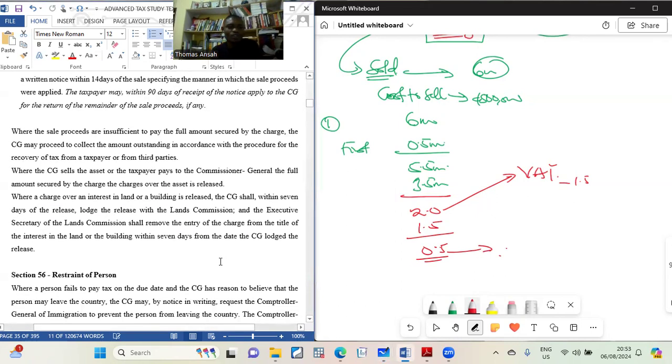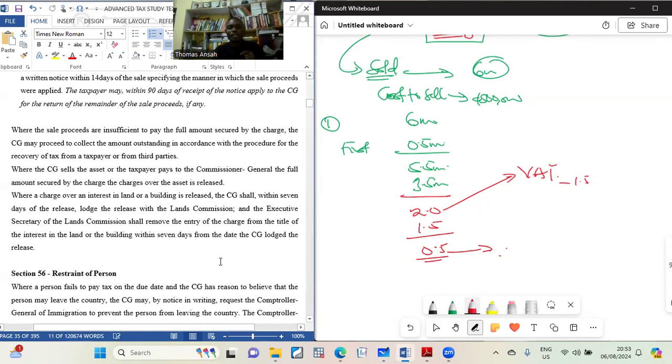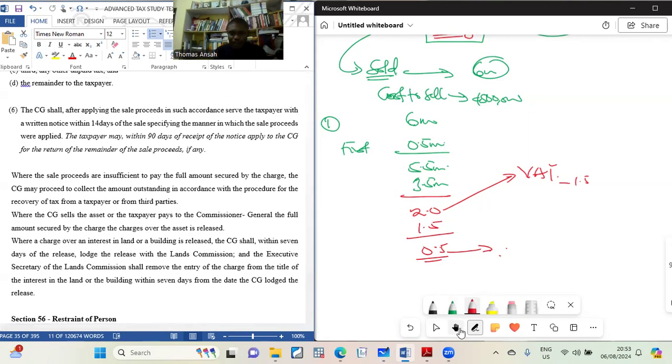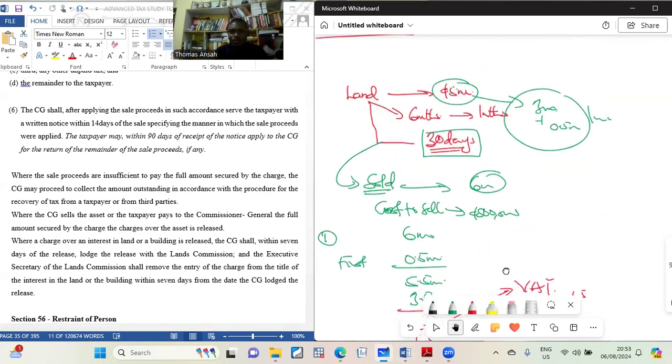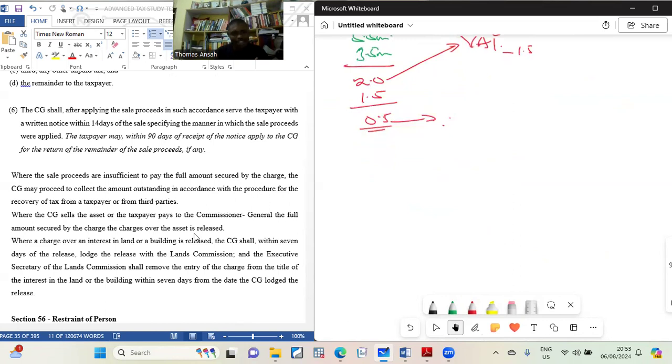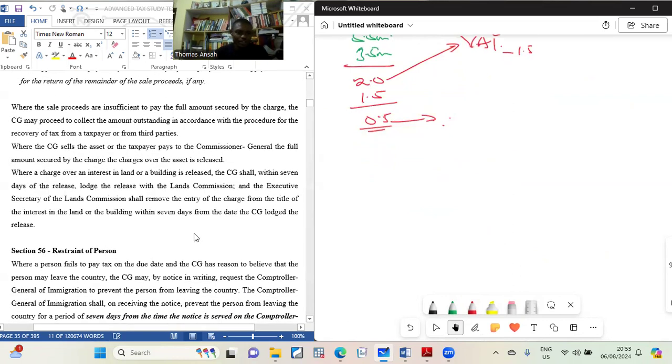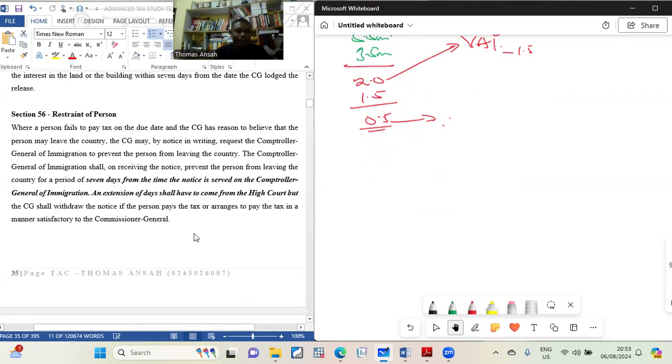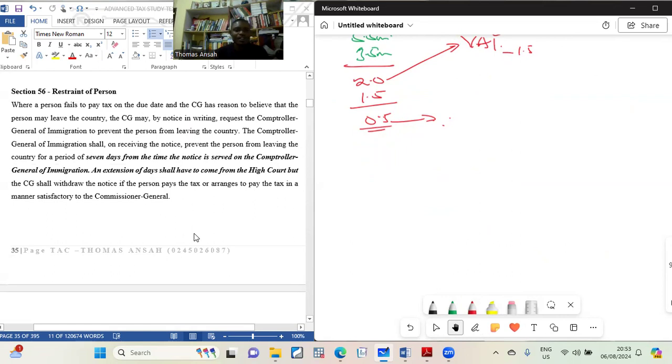So that is a way of recovering the money. Seizing it and selling it is one way of it. Placing a charge on it is one. Then we have another one: restrain a person. Now, we talked about preemptive tax, that somebody may be leaving, and so therefore he has to look sharp and collect the money.